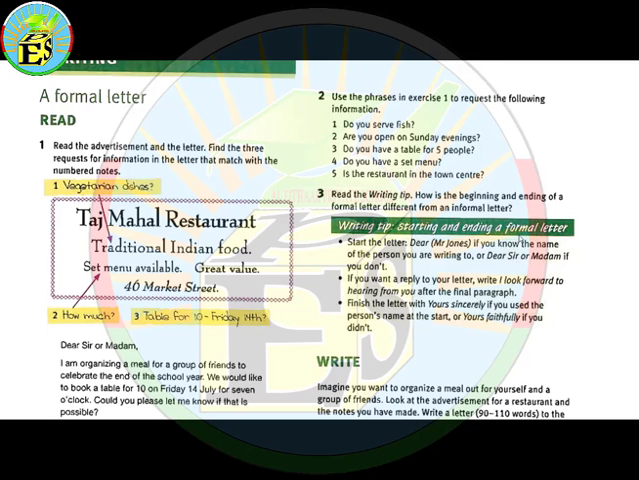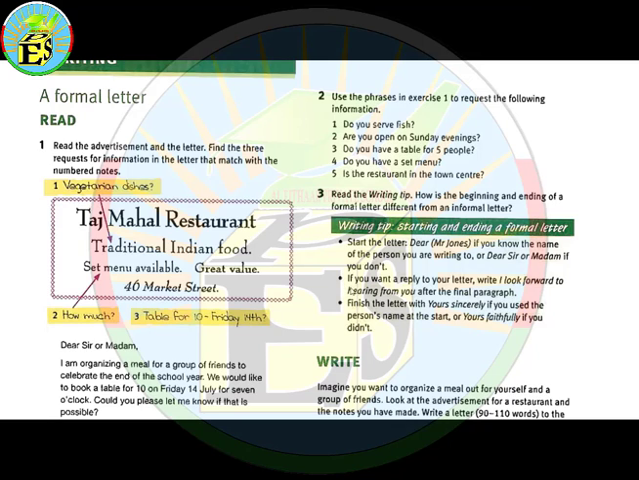I would like you to have a look at this sentence written in this green box. So we have the writing tip, starting and ending a formal letter. What we need to learn here is how to start the formal letter. You have to start it by writing dear and then mention the name of the person. The same thing happened here, dear, and then you can mention the name of the person. If you don't know the name of the person, you have to write sir or madam.